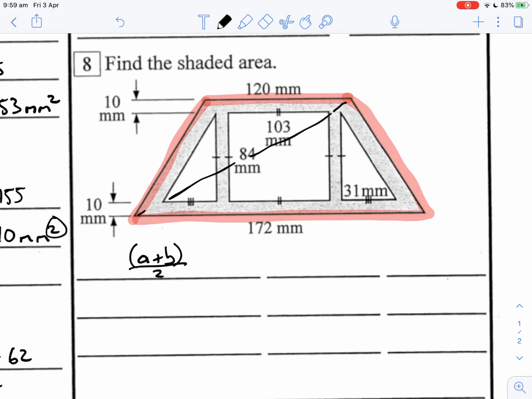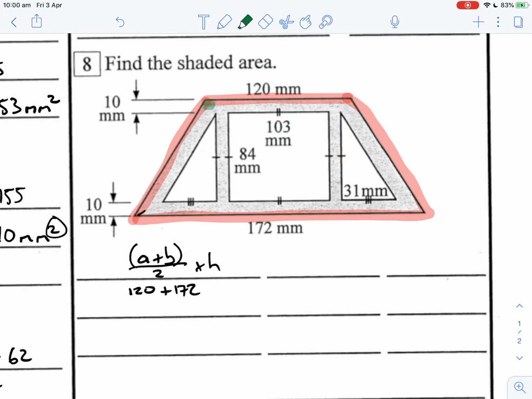What that's effectively doing is turning your shape into 2 triangles. That's the reason why we're doing it, for those who remember. And we times that by the height, which must be a vertical height. So we'll be looking for this height up and down here. So now we just need to find all that information. The parallel sides are nice and easy to find. So we've got our A and B as 120 and 172. So I can see that there.